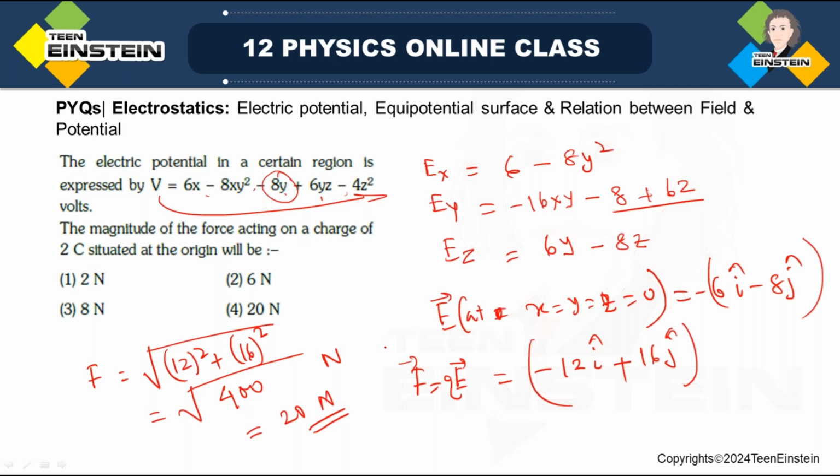Okay, so guys, this is the thing you have to do in a cool mind, without making any mistake. Okay, so the fourth option will be the correct answer for this question.